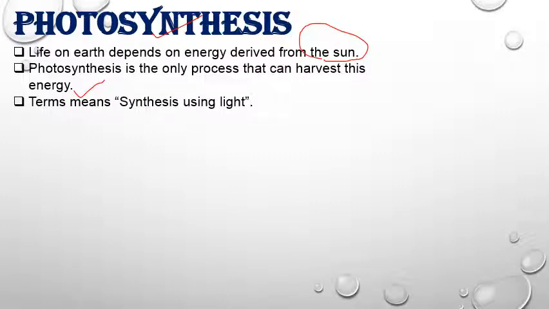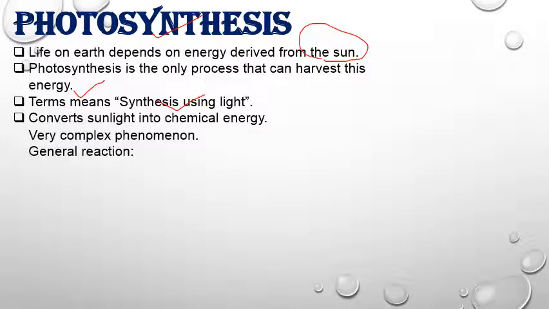The term photosynthesis means synthesis by using light. So what plants do, they convert sunlight into chemical form of energy, and that energy is converted into organic material, and that organic material is used by other living organisms to sustain life on this earth's surface. And as a byproduct, they also produce oxygen that is useful for all the aerobic organisms.